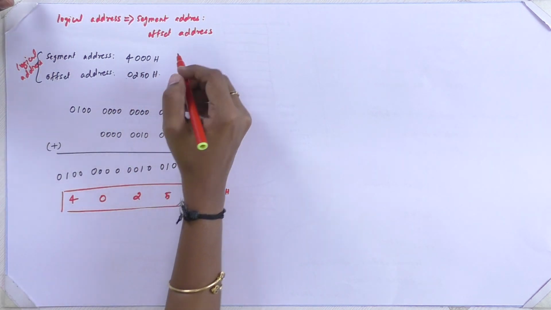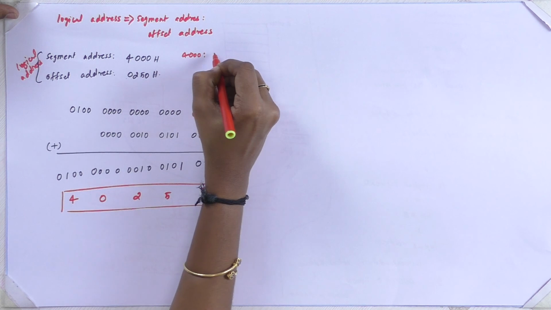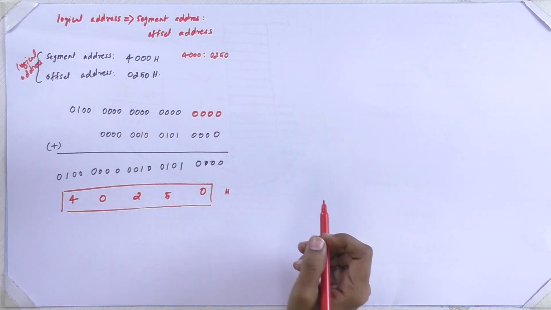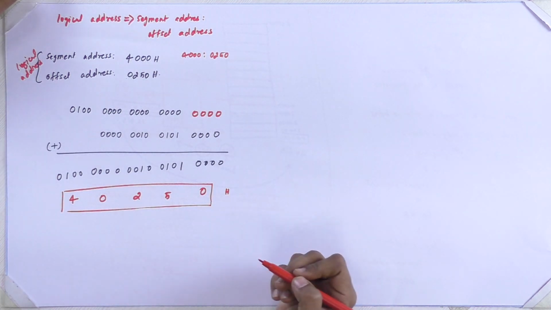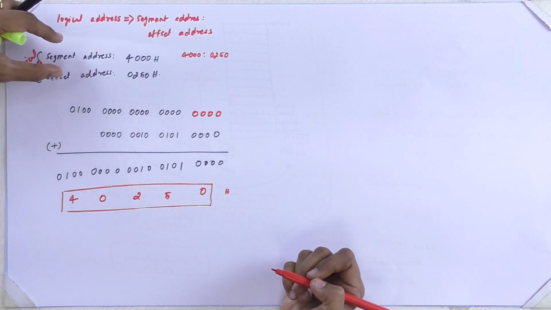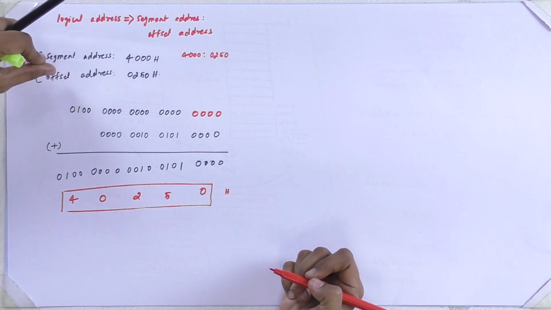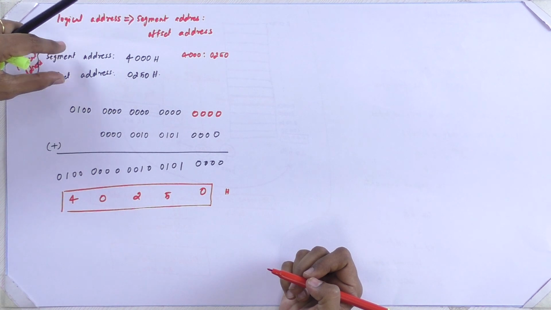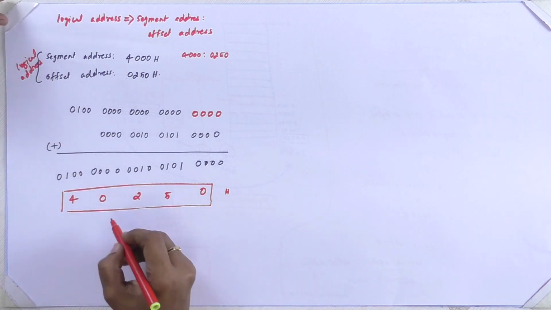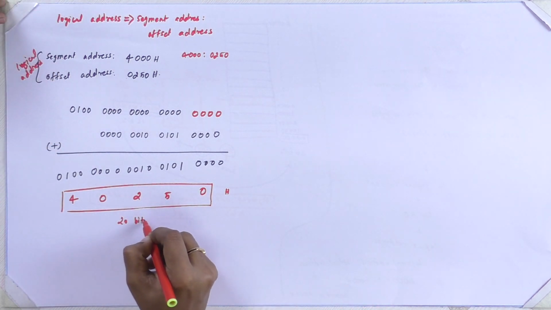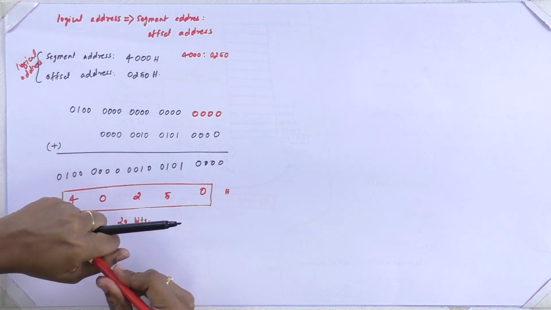So this is how the conversion takes place. That is, the 16 bits of the segment address and the 16 bits of offset address are converted to a physical address which is of 20 bits. So this is all about the memory segmentation process.